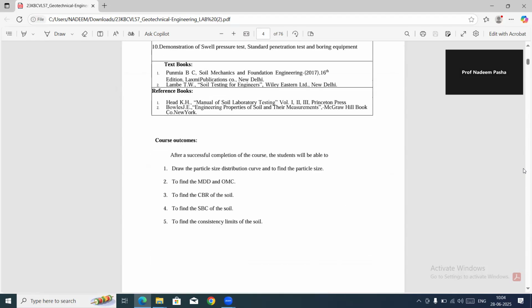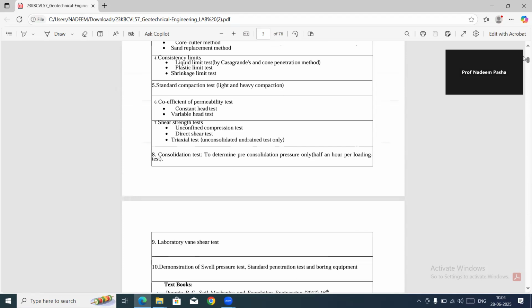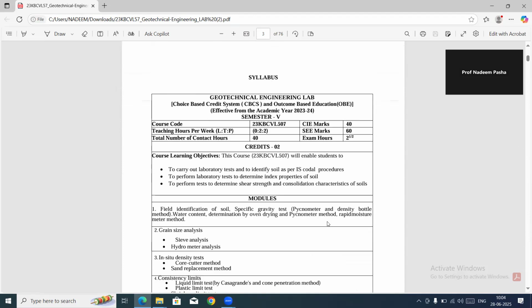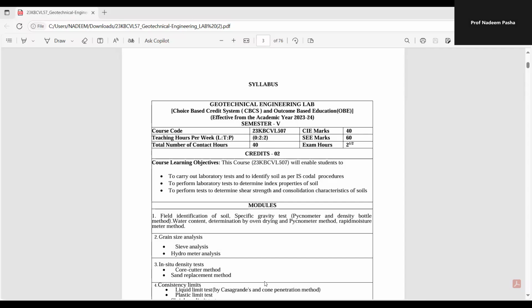In the geotechnical engineering lab, we need to perform certain experiments. So the course learning objectives include to carry out laboratory tests and to identify soil as per IS codal provision, to perform laboratory tests to determine index property of soil, to perform tests to determine shear strength and consolidation characteristic of soil.